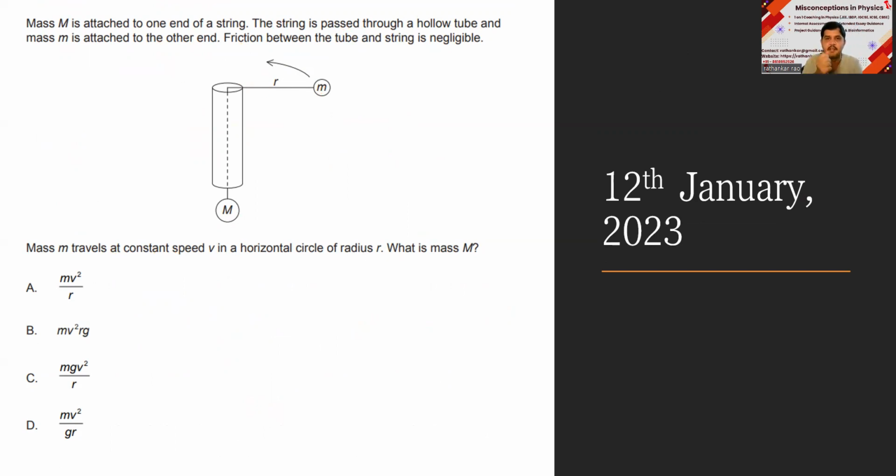You keep on whirling like this, right? What is the mass M? Now, why should it move? Simple. Centripetal force. Where is the centripetal force acting? It is acting like this. Tension T should be equal to mv square by r.